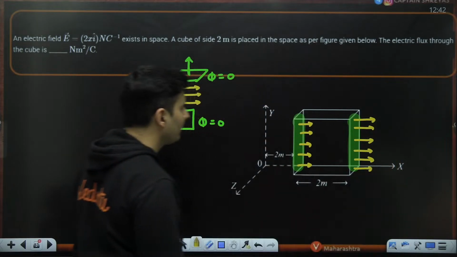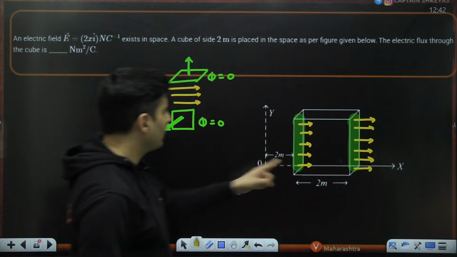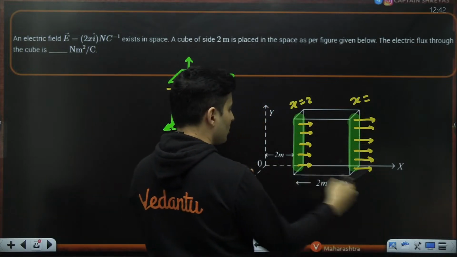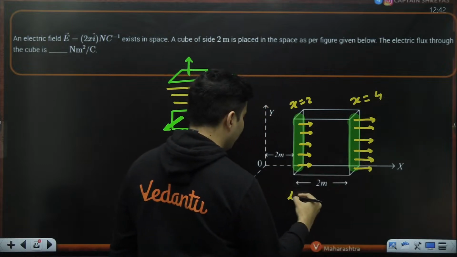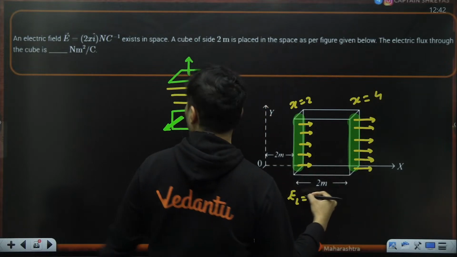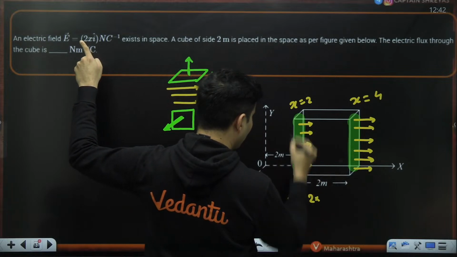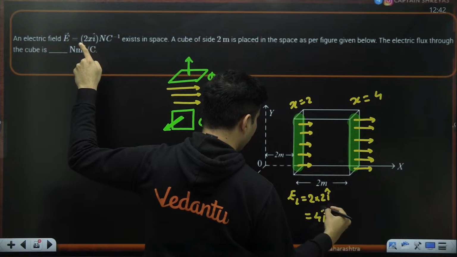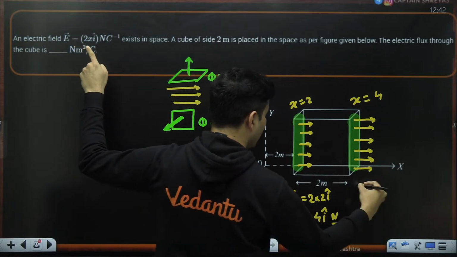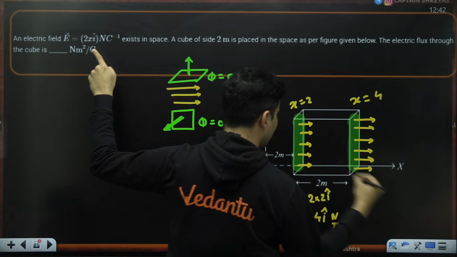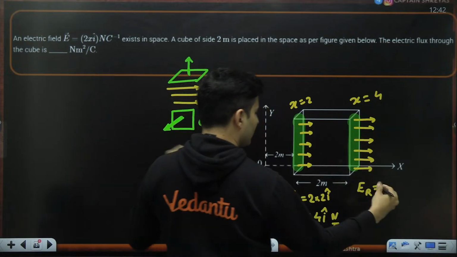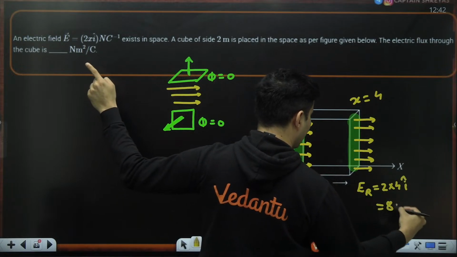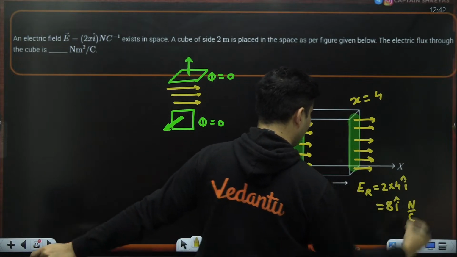We need to be careful. At this particular point, the value of x is 2. At this particular point, 2 plus 2, which is 4. So the electric field on the left face, 2 into x, where x is 2, will be 4 i cap newton per coulomb. Electric field on the right side face, where x is 4, is 2 into 4 i cap, so it will be 8 i cap newton per coulomb.